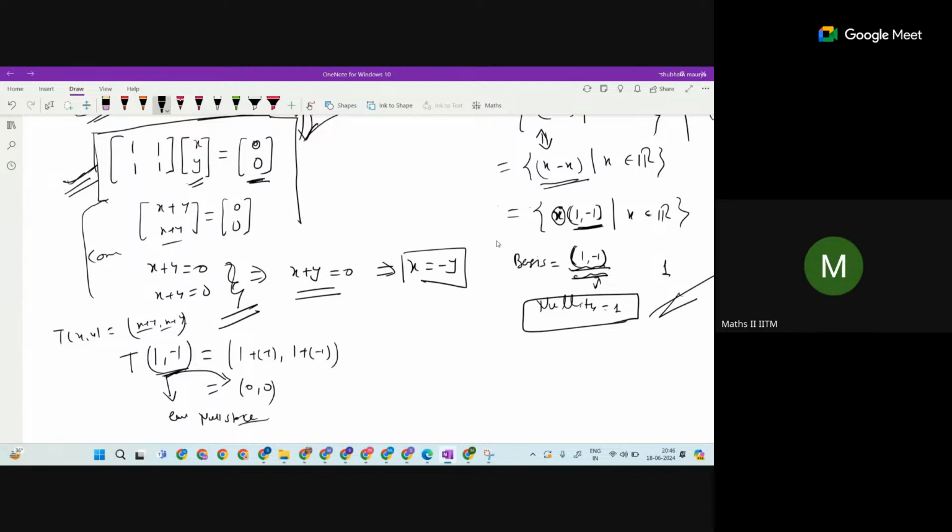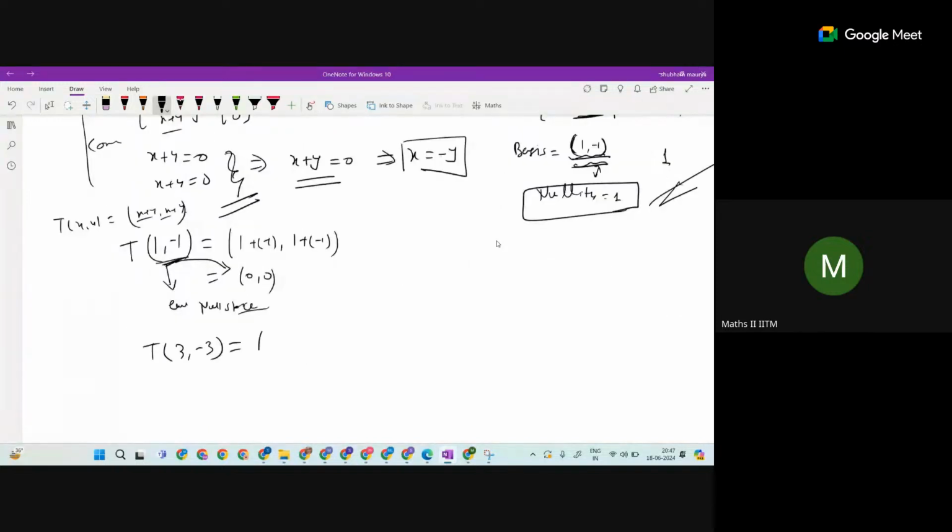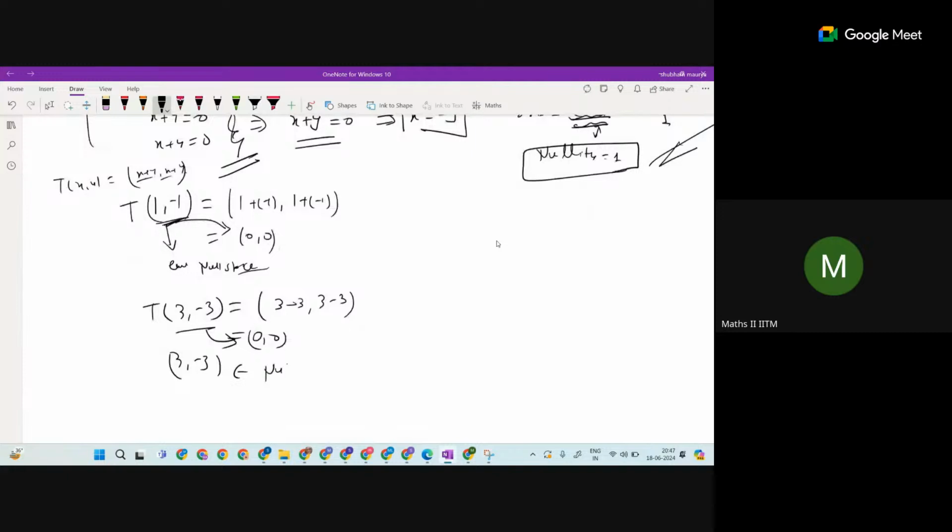You can take this vector also, (3, -3). See the image of (3, -3): 3 plus (-3), which is 0. A non-zero vector went to the zero vector. So (3, -3) is an element of the null space. Even this is also a basis, because in a one-dimensional subspace any nonzero element is going to be a basis. This is also a basis.